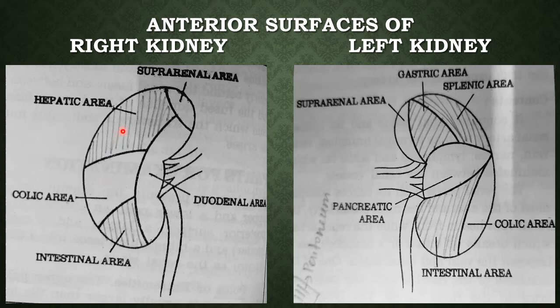Here also, this striated part is covered by peritoneum. Those are the hepatic, liver area, which will be covered by peritoneum, and the lower one-third, that is the intestinal area. These both areas are covered by peritoneum.